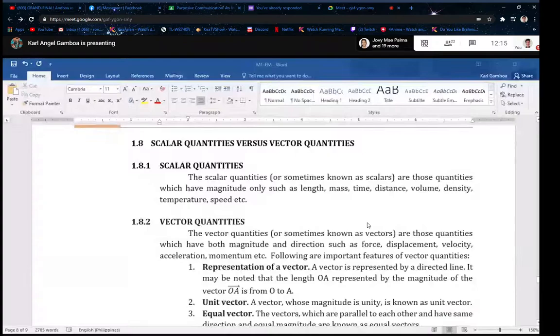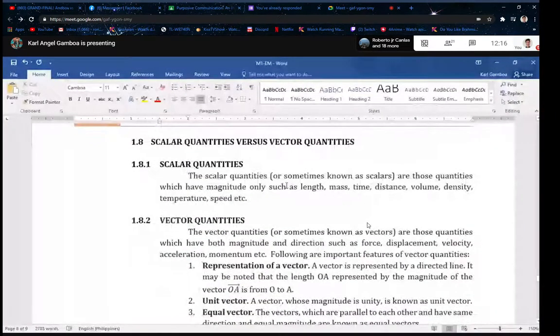Those physical quantities may be in terms of speed, mass, or length, di ba? So maraming physical quantity na mini-measure tayo, and we are representing their units with those 7 SI units. Okay? So for the day, we're now going to discuss scalars and vectors.